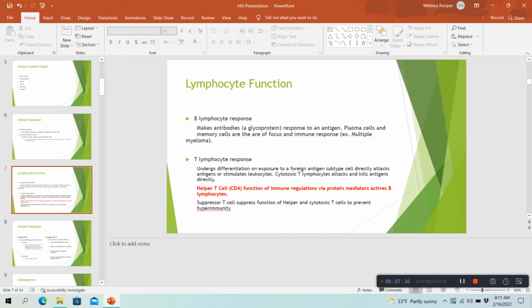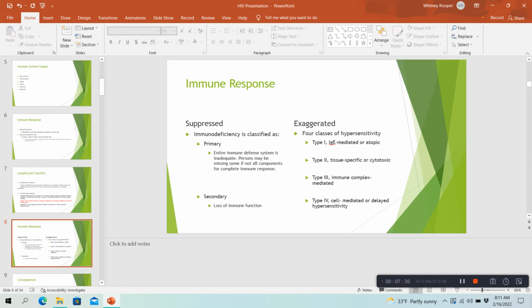You don't really need to know these two, but definitely the helper T cell. You need to understand its function. The reason why isn't just understanding what it does, it's that whenever you see the disease processes that we're going to talk about today, you understand why it's happening. So our exaggerated immune response, I don't go into because we're not really talking about that in today's lecture.